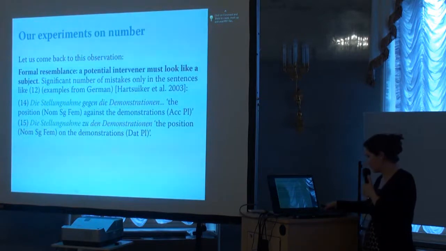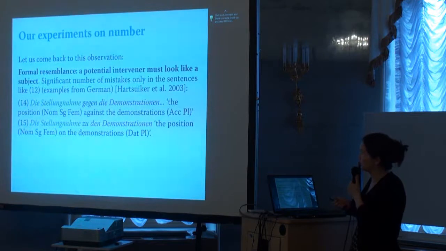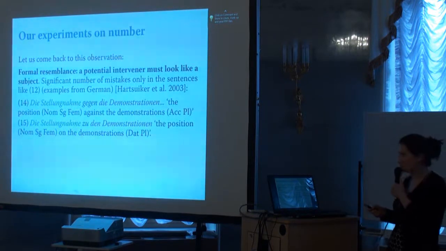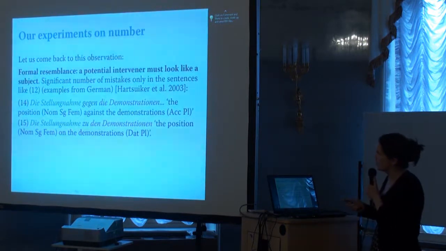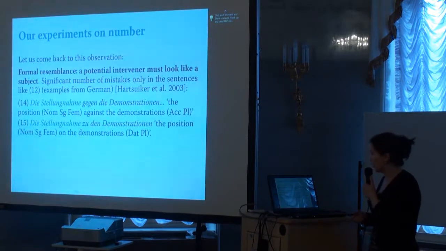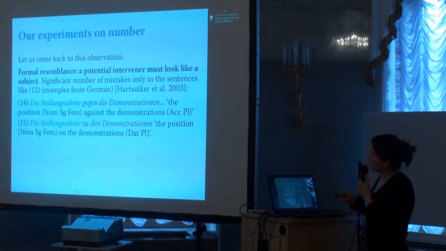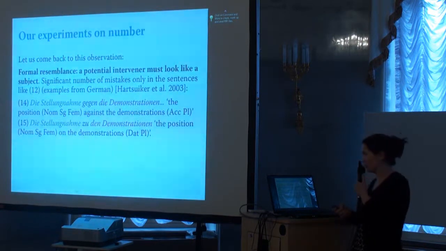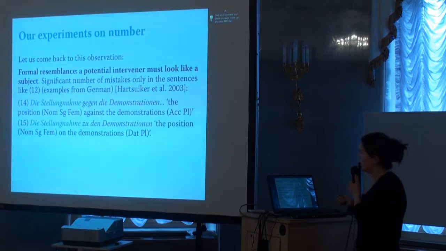So, the second group of experiments that I wanted to introduce also briefly are our experiments on number. Actually, we have just one experiment completed so far. And to introduce it, let me come back to another observation that I made in this introductory part. Let me remind you that formal resemblance of the attractor to the subject was found to be important. So a potential intervener, a potential attractor, must look like a subject.